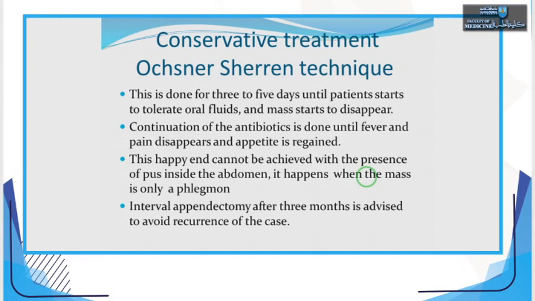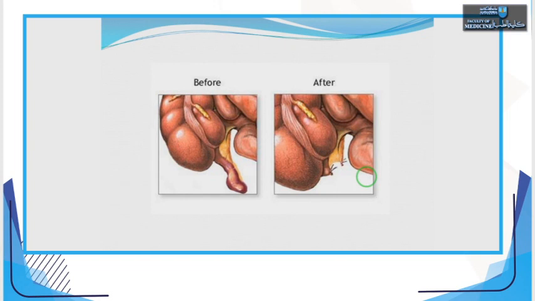This happy ending cannot be achieved with the presence of pus inside the abdomen. It happens when the mass is only a phlegmon. Interval appendectomy after 3 months is advised to avoid recurrence of the case. This is acute appendicitis, and this is the target we are seeking.